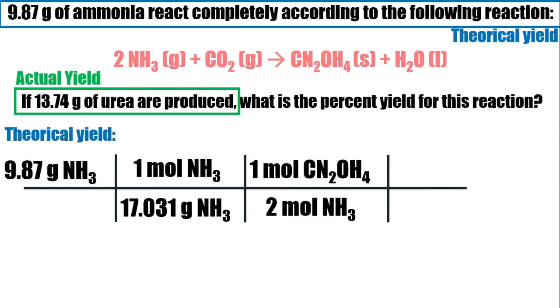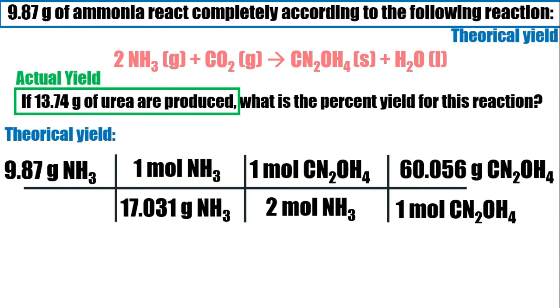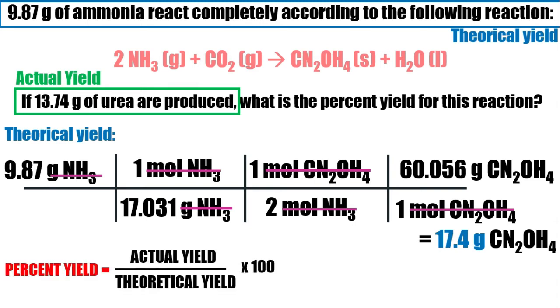Okay, now we have the moles of urea. So we will now use the molar mass of urea. You will put the mole in the bottom so that you will get the mass of urea in grams. Okay, cancel the units. This will give us 17.4 grams of urea because the given that we used has 3 significant figures. Okay, 9.87.